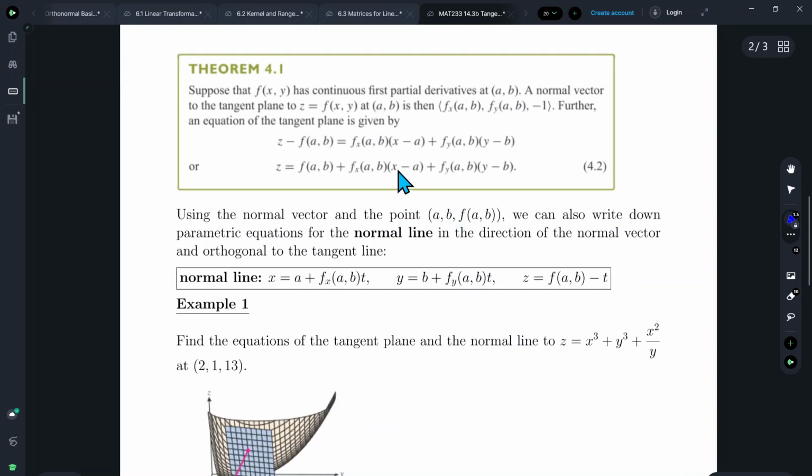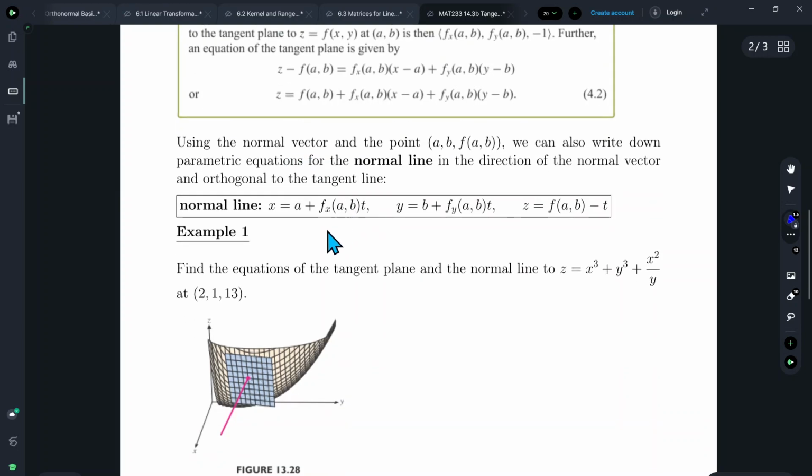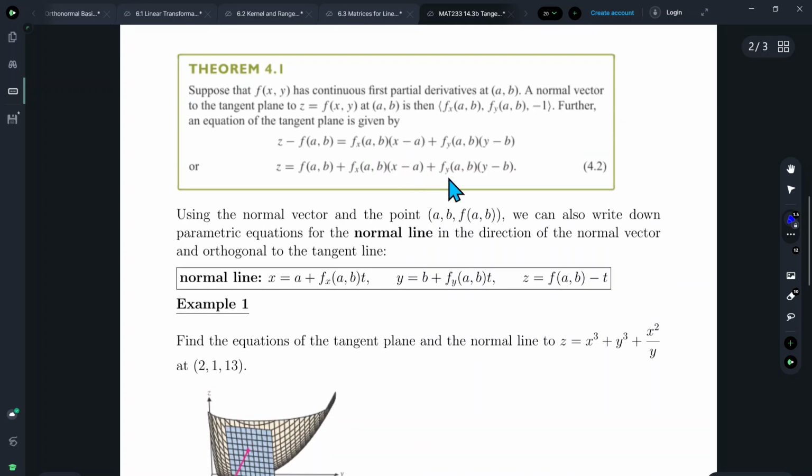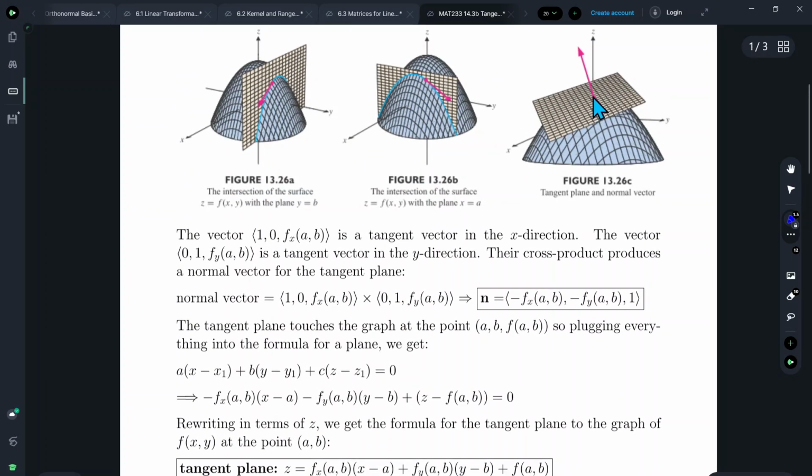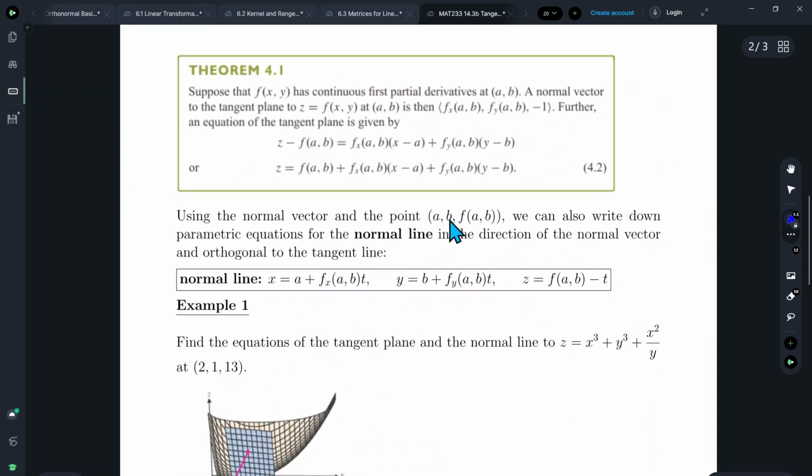Okay, so that's the tangent plane. And one additional thing that we can do is we can take the normal vector to the tangent plane and extend it to an entire line. So by just taking the normal vector as the direction vector of the normal line, and the point on the normal line is given by the same point as previously, right? So this point that connects the tangent plane with the graph of the function. So it has coordinates a, b, f of a, b.